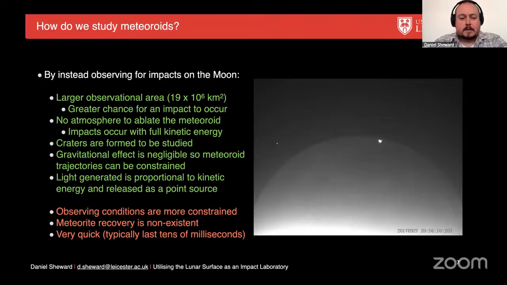There are downsides to this in that the observing conditions are a lot more constrained. You can't just point a camera at the sky, the moon has to be there. And if you want to actually get any of the meteorite left over from it, then you need probably $1 billion from NASA. It's not as easy as just getting a few people to walk through a field. And these events are a lot quicker than meteors. Whereas a meteor is burning up for a second or two in the atmosphere, these impactors release all of their energy within 5 milliseconds. So it's a very quick event.